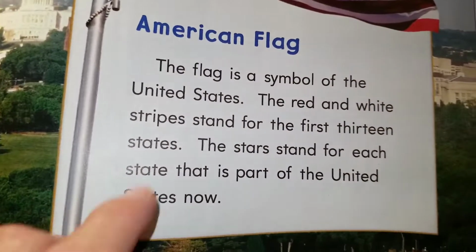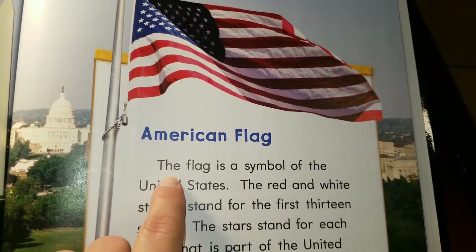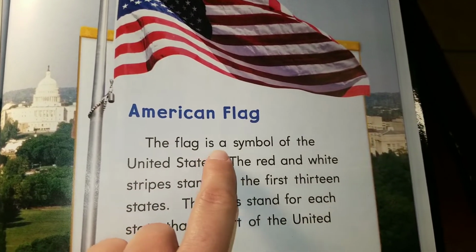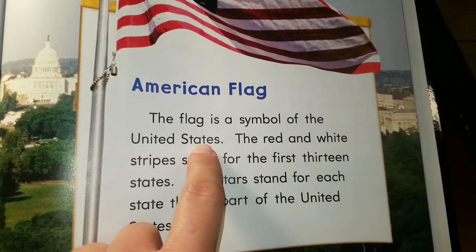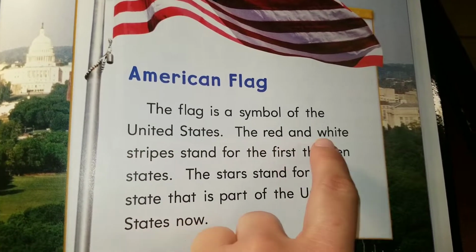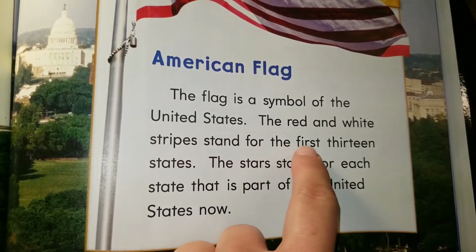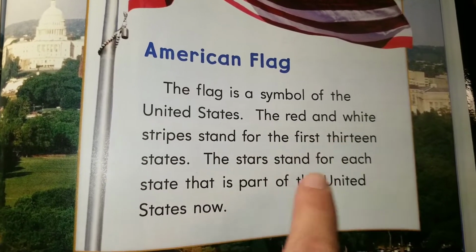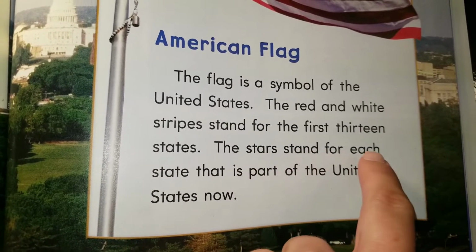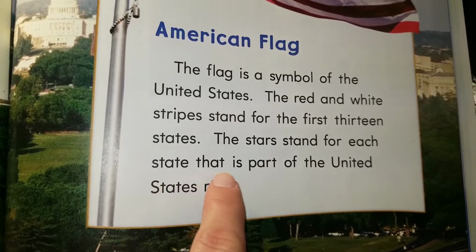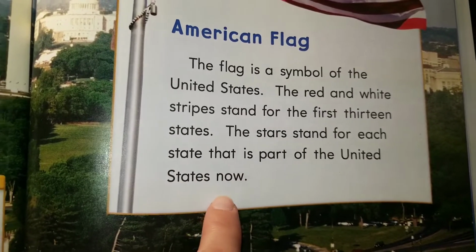All right, here we go. American flag. Here we can see the flag. It says, the flag is a symbol of the United States. The red and white stripes stand for the first 13 states. The stars stand for each state that is part of the United States now.